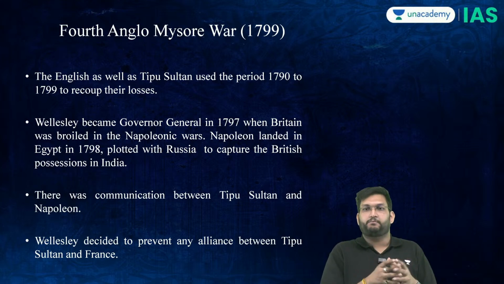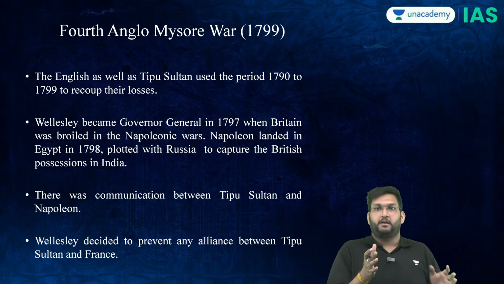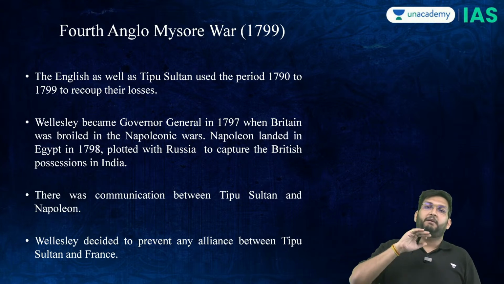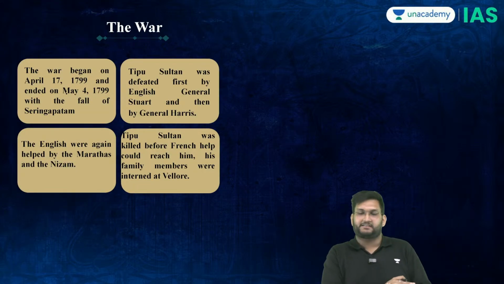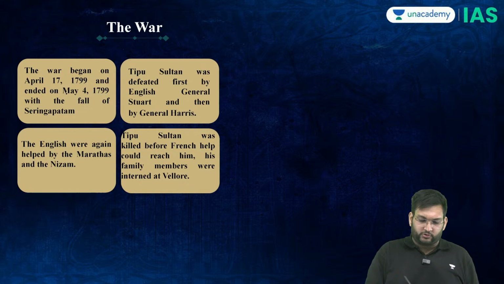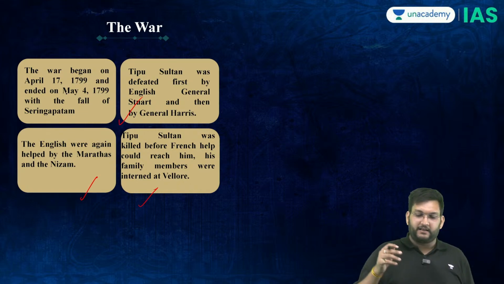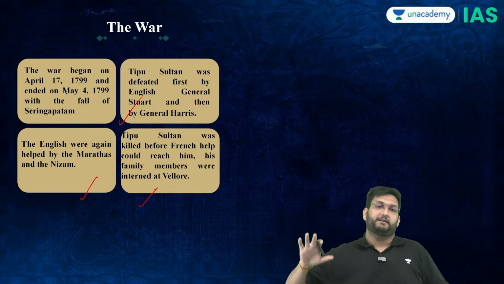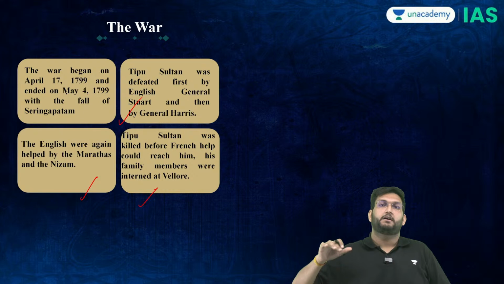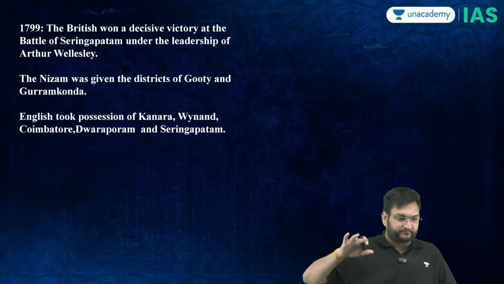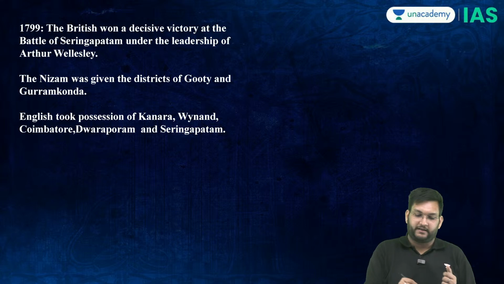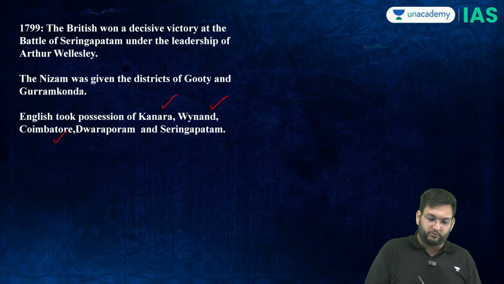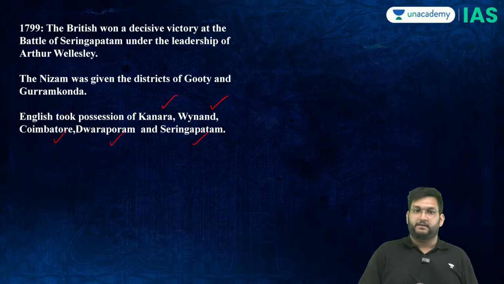But the idea is very simple. Tipu Sultan's death in turn meant that Mysore ceased to be a problem. And once that is done, all of the Mysorean territory is then divided amongst the victors. The British will take up most of the territory from Kanara to Wayanad to Coimbatore to Dwarapuram to Seringamapatnam.